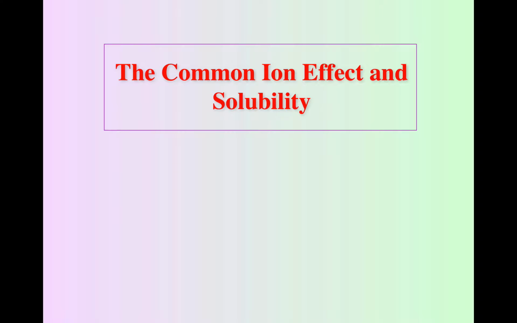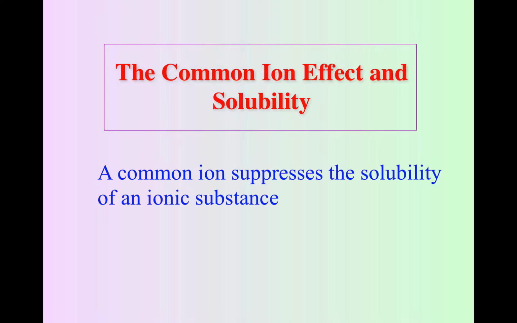All right, the common ion effect in solubility. It's the common ion, right? It suppresses, well, it shifts equilibrium, right? So if you have a common ion, it shifts it in the direction away from the common ion. So if I have a common ion in solution, it's going to suppress the solubility of the ionic compound.